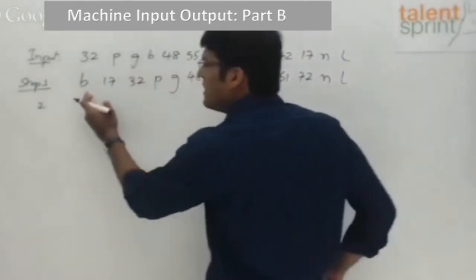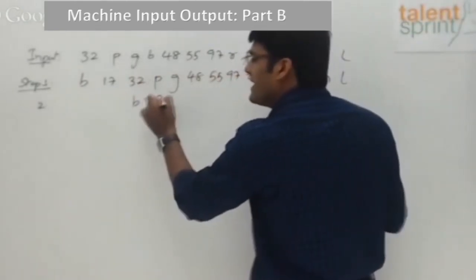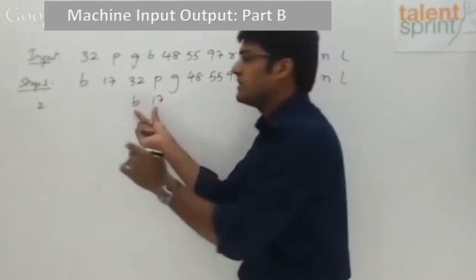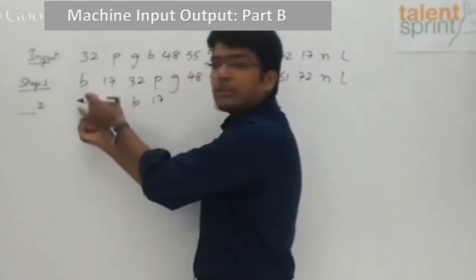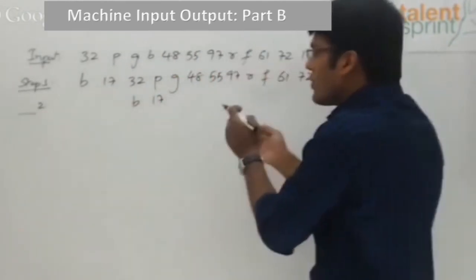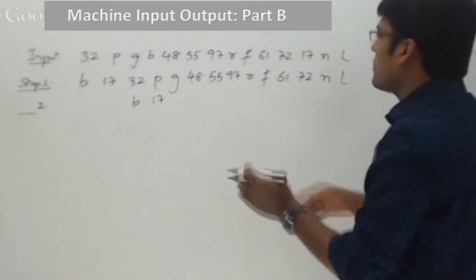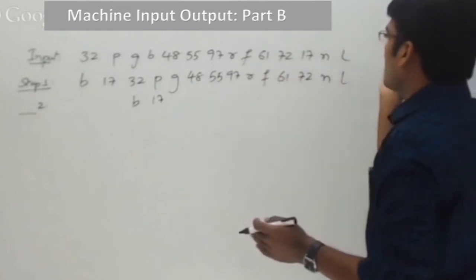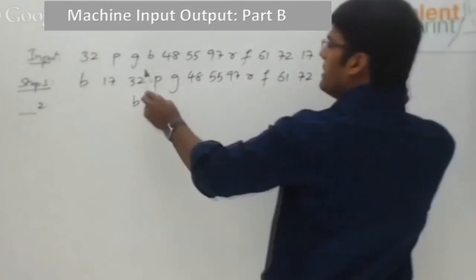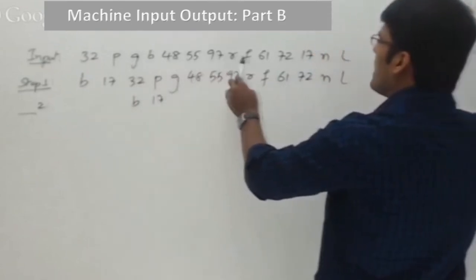What happens in step 2? B and 17 will move here to the 3rd and 4th position. We'll get what comes before this in the first 2 positions, right? What comes before B? You are going by the reverse alphabetical order. So B, then we have P, G, R, F, N, L.